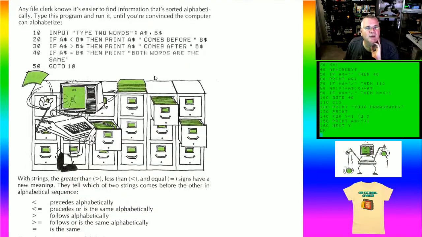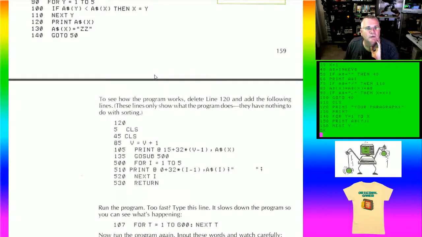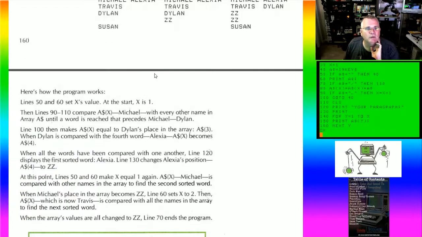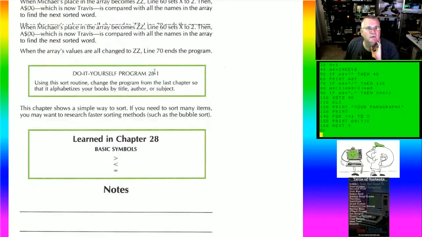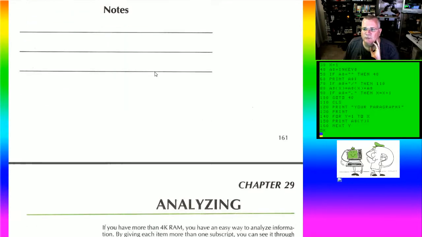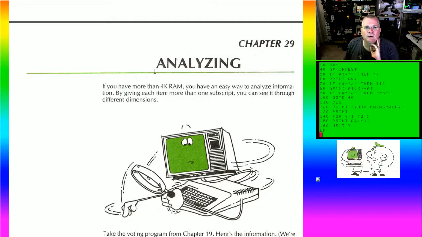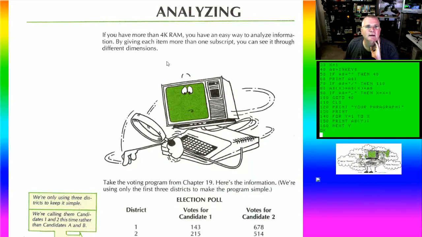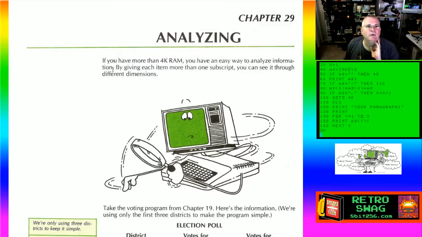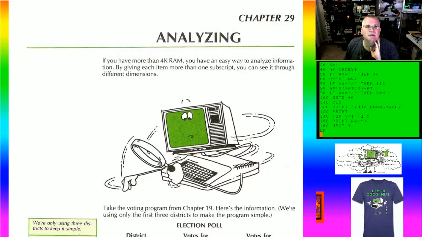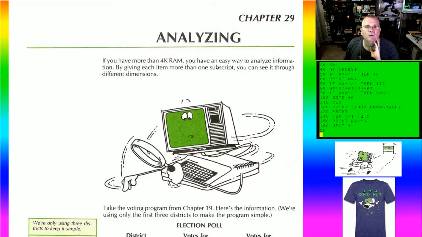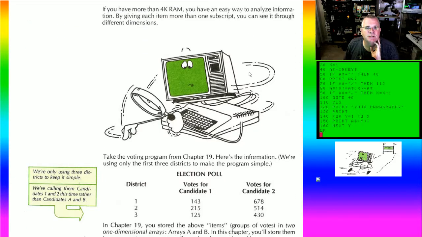So the next chapter, chapter 28, is going to be all about sorting. And that's a relatively short chapter. So next, analyzing, right? If you have more than 4K RAM, it will be an easy way to analyze information by giving each item more than one subscript. We can see it through different dimensions.